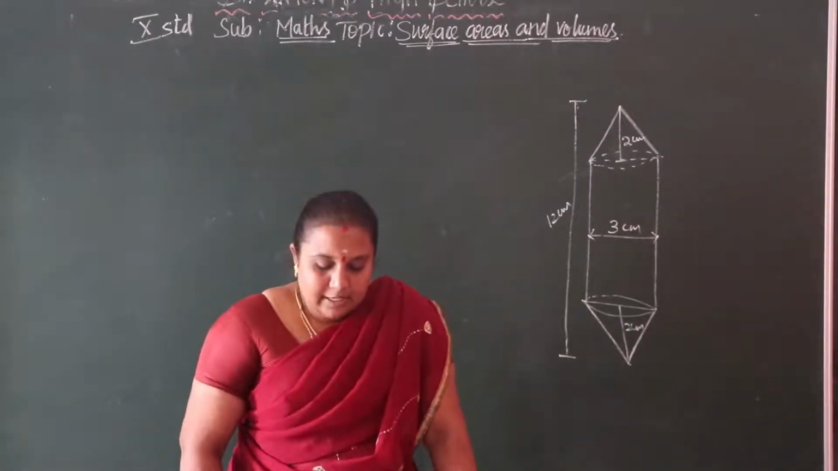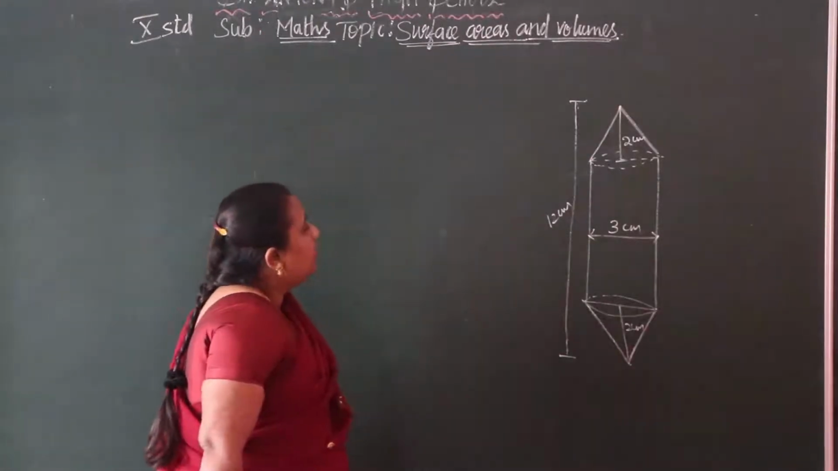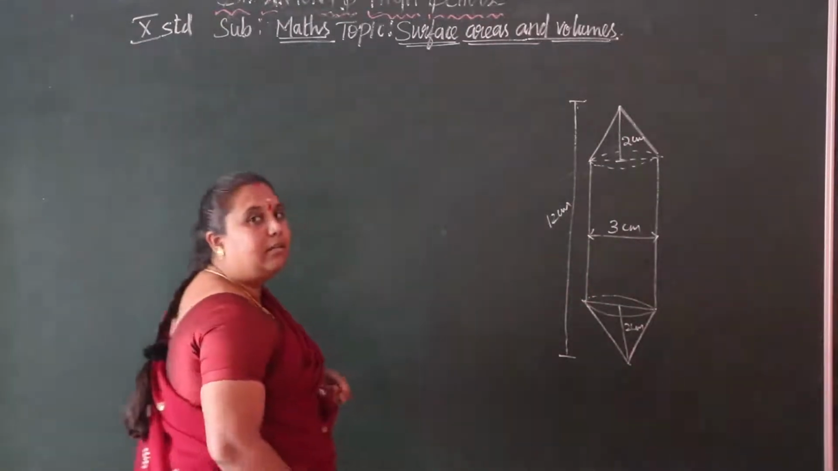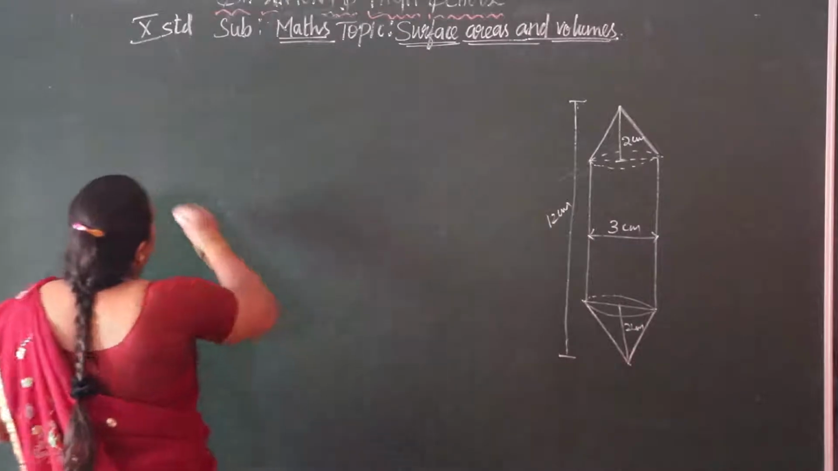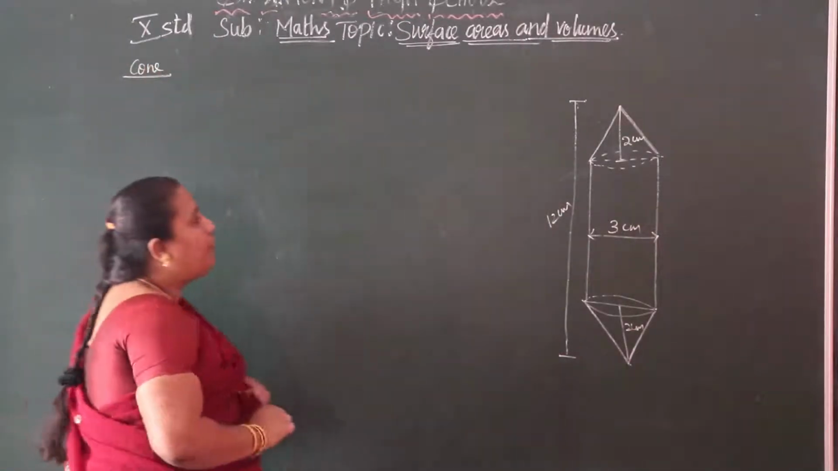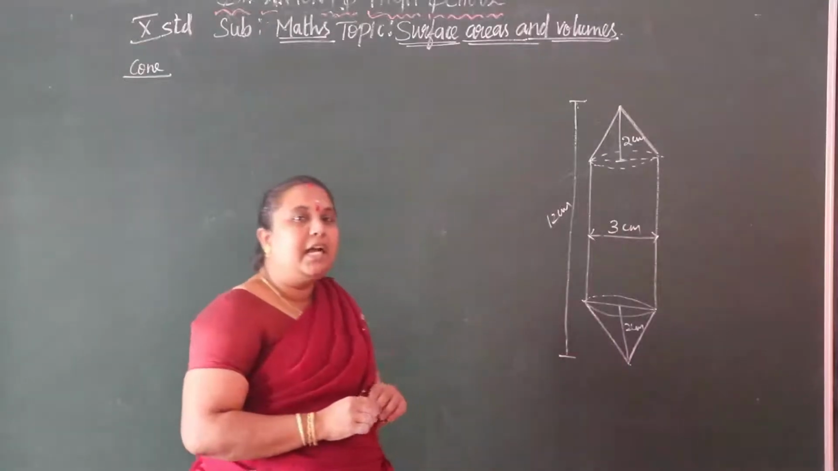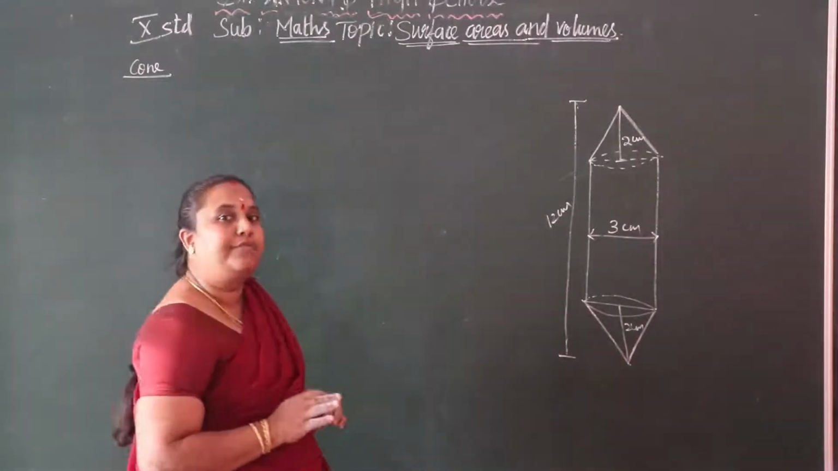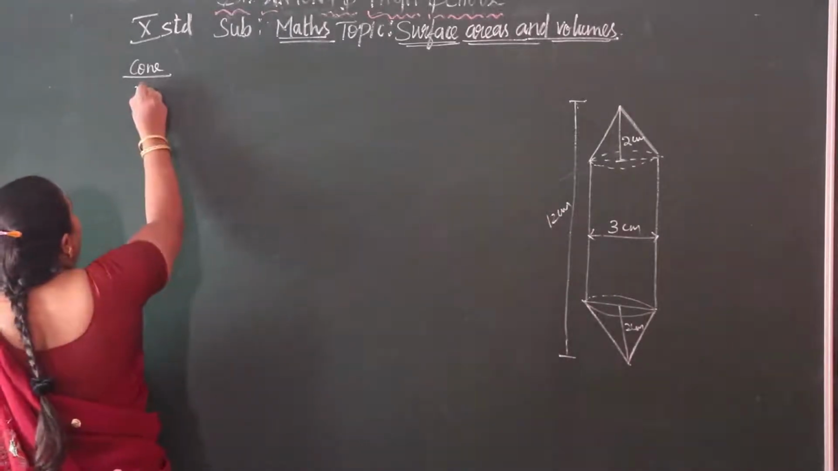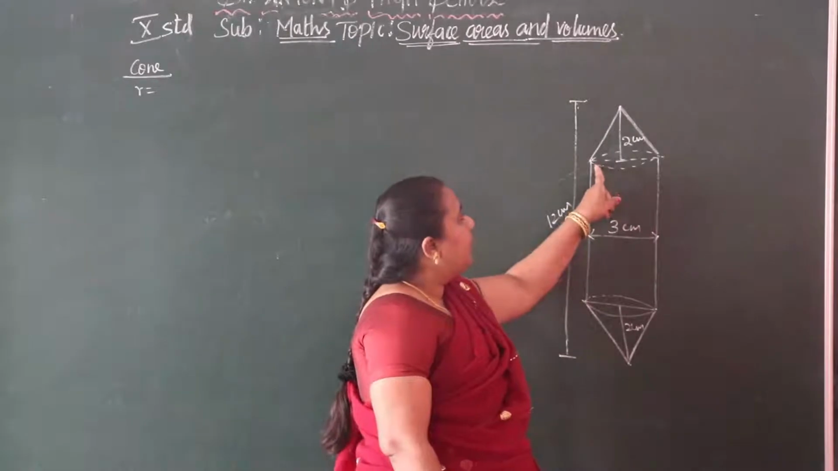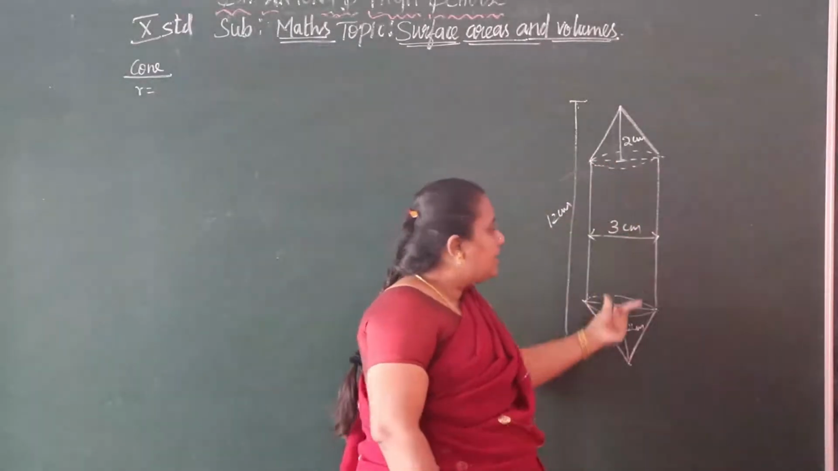Here, we have to write the measurements first. So for the cone, what are the measurements? 1 by 3 pi r square h. So here we want r and h of the cone. What is r here? The radius. Both the radii are the same.